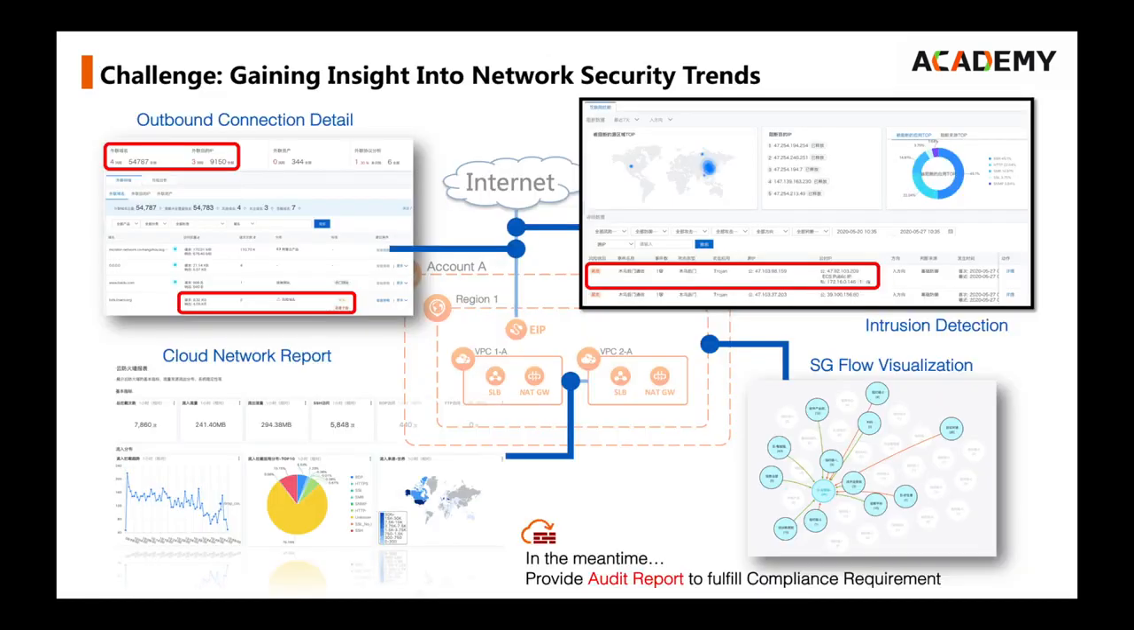So one of the big challenges you face as a security person or a systems administrator is gaining insights into network security trends. And this is an area where Cloud Firewall can help you. There's an outbound connection detail overview in the Cloud Firewall console that gives you information about inbound and outbound connections. There's a cloud network overall report which tells you about rates of traffic with a breakdown by protocol and application type. There's also a full audit report which you can use to fulfill compliance requirements. And there's a network flow visualization that indicates new or unusual connections between different hosts in your Alibaba Cloud environment, as well as built-in intrusion detection that can give you information about potential attacks.